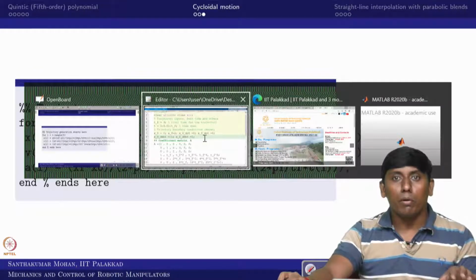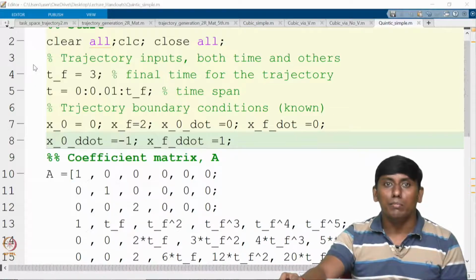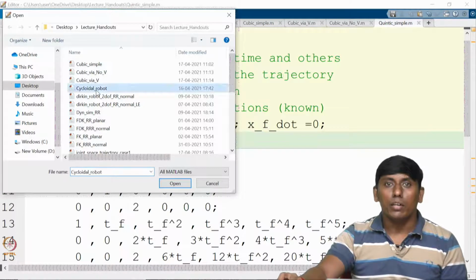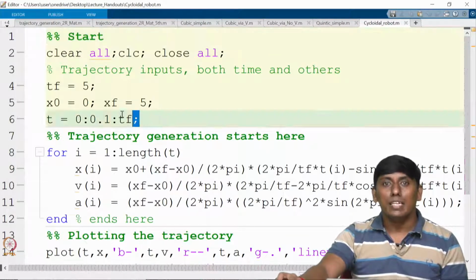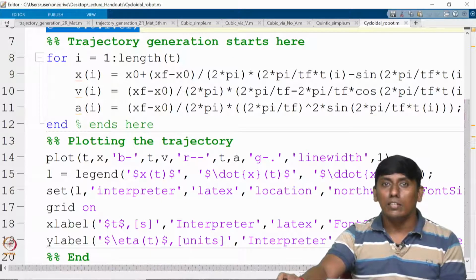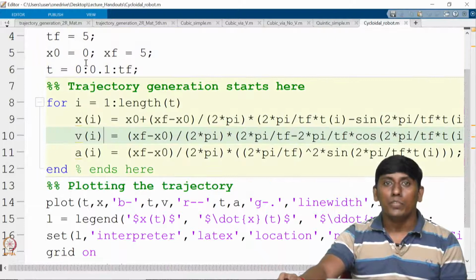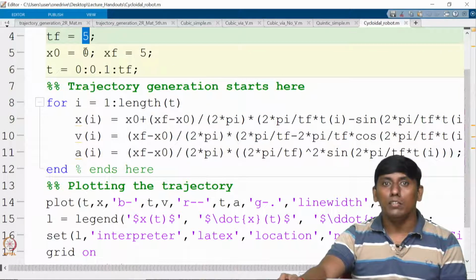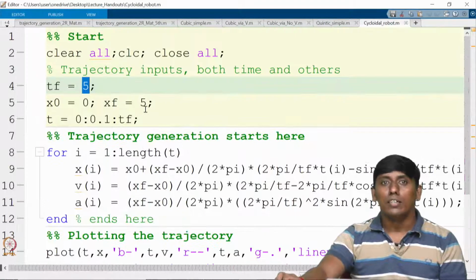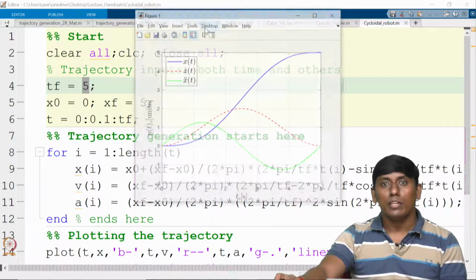I am not showing the plotting here. So now we will open the file which we made. Cycloidal, I hope. Now you can see this is the command which we have given in the handout, and this is the trajectory generation, and this plotting we have used earlier, the same thing I have tried. Now the same case we are trying. It takes 5 seconds to reach from 0 to 5 in a smoother sense. So we can try to see by running this. So you can see it.